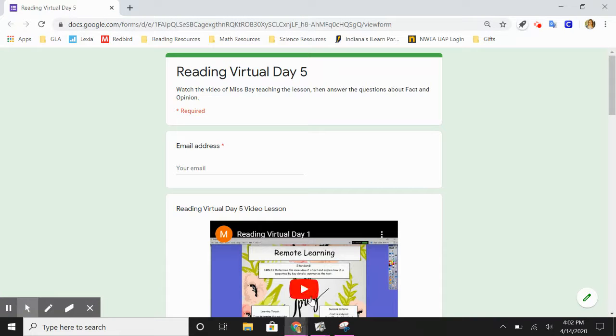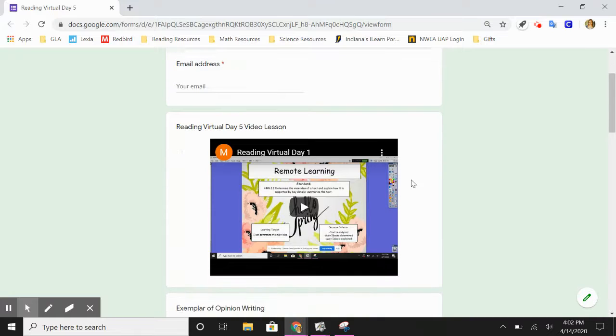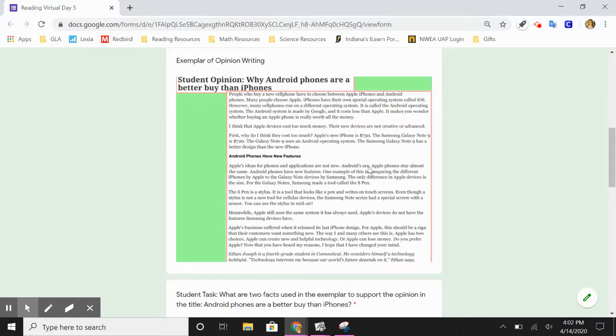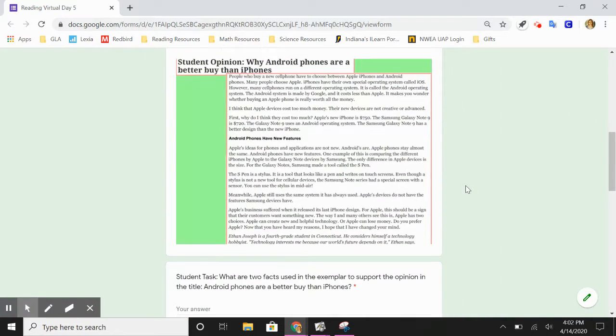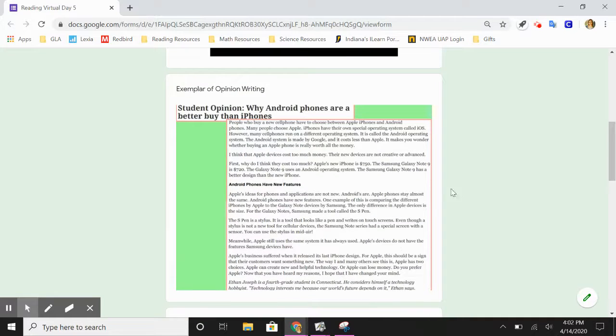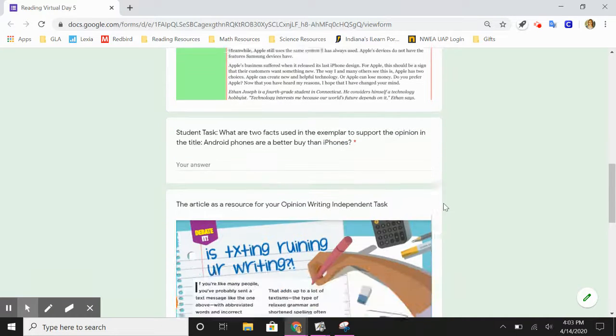So let's look at the form for today. Remember your email address, make sure that you type that in just the right way so I can give you your feedback. After you watch the video, here is the exemplar. Don't forget that you can zoom in to read. I want you to find only 2 facts in this exemplar. You only have to find 2 that support the opinion that's right in the title, that Android phones are a better buy than iPhones. This is for Lily and Giselle and Nehemiah and everybody else who always gives me a hard time for having an Android instead of an iPhone. So read this and figure out some good reasons why I might have one.